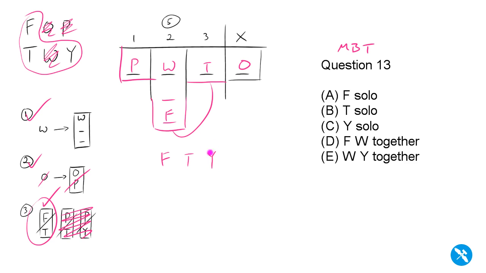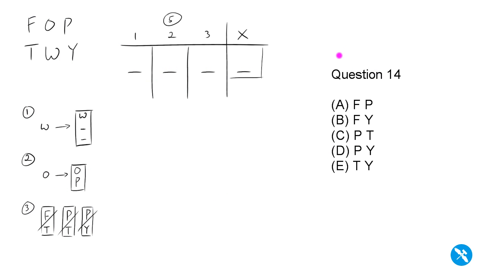So of course, the only item left now is Y, so Y has to occupy this last spot. So there's our full set of inferences, and now what must be true, they went for this one, W, Y together must be true. Question 14 is a cannot be true. Cannot be true, in other words, must be false.